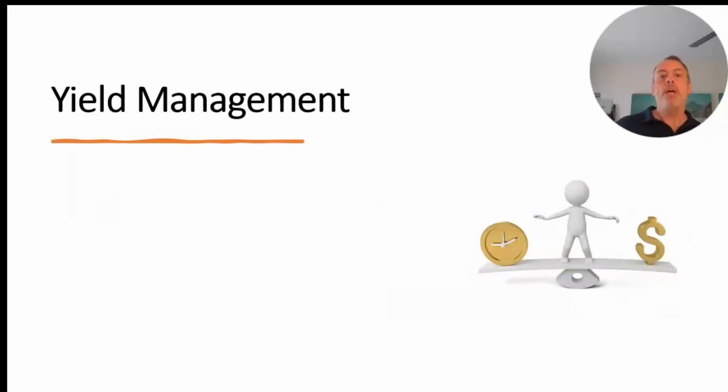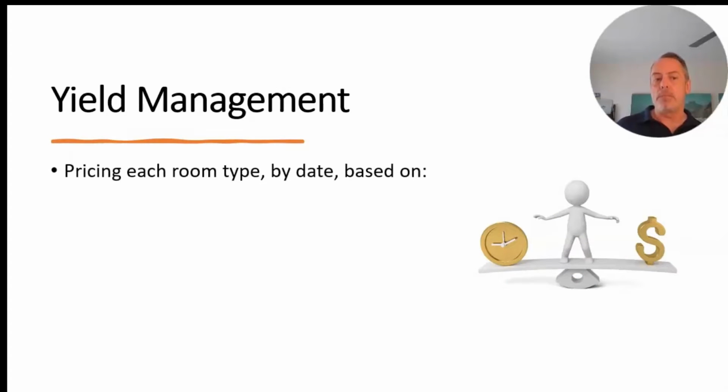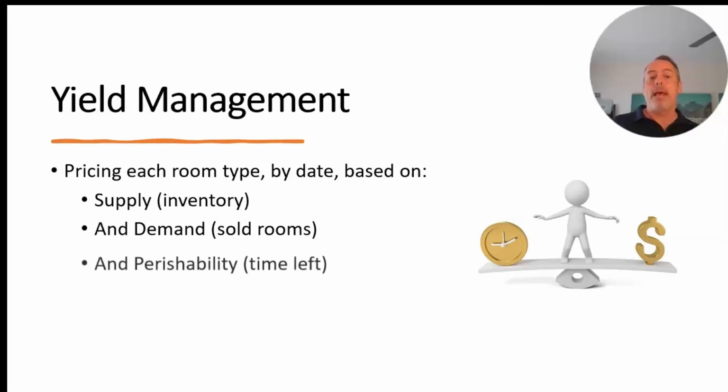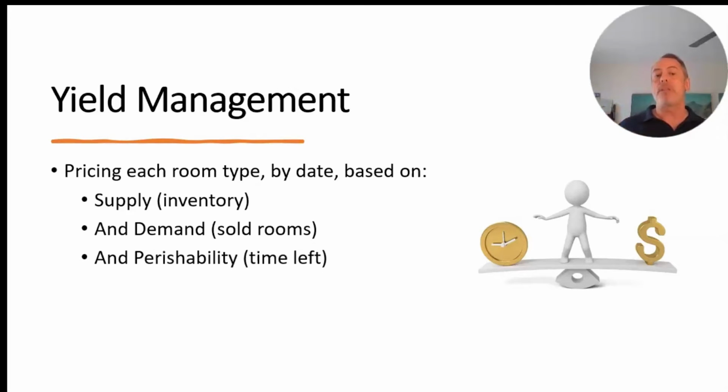So yield management, then, this is a definition that I like a little bit better. You're pricing each room type by date based on supply, which is your inventory, and demand, which is your sold rooms or your reservations, and that is an indication of demand. And perishability, which is the amount of time you have left to sell those rooms. That's a very important thing. And it's hard to kind of measure and conceptualize, right? And of course, the competition we always have to look at. Some people start with the competition, but most academics and software companies and best practices will tell you that you can maximize revenue if you don't look at the competition first.